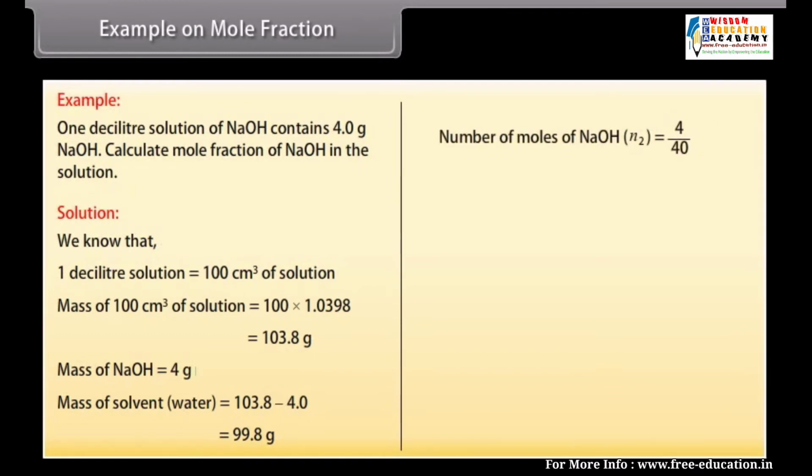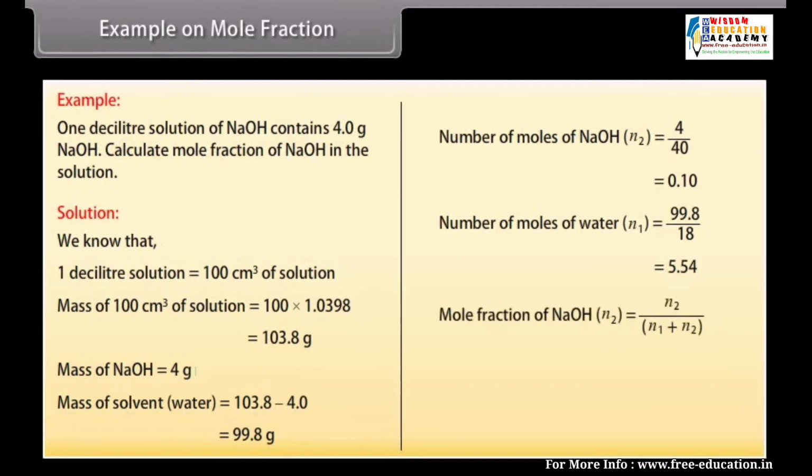Number of moles of NaOH, N2, is equal to 4 upon 40, which is 0.10. Number of moles of water, N1, is equal to 99.8 divided by 18, which is equal to 5.54. Mole fraction of NaOH, X2, is equal to N2 upon N1 plus N2, which is equal to 0.018. Hence, mole fraction of NaOH in the solution is 0.018.